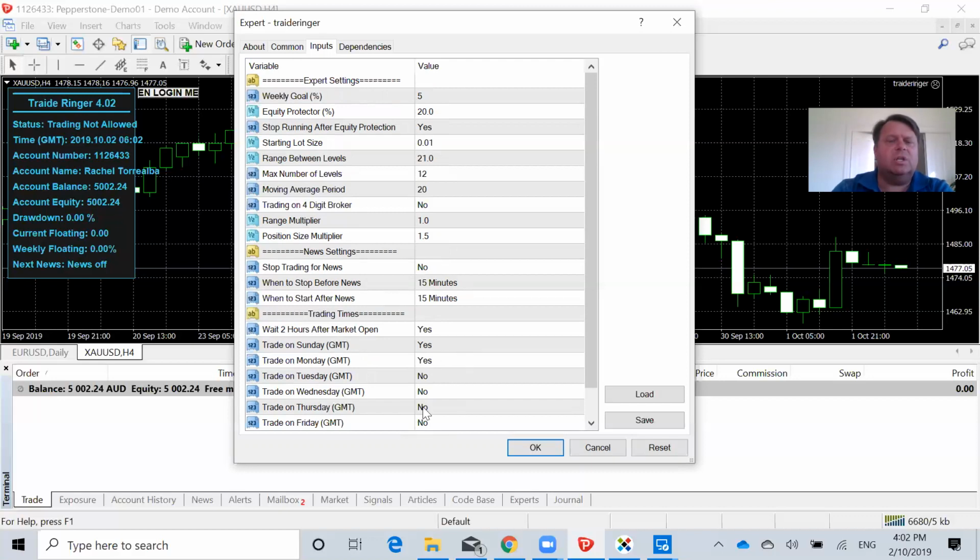Now, for most of the time, I have found that my weekly goal at 10% has me automatically out of the market by the time that the system is saying you can't trade anymore.